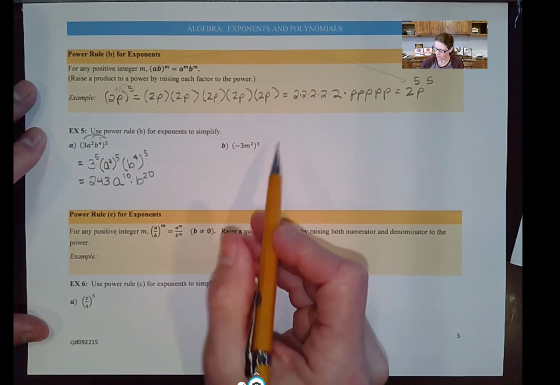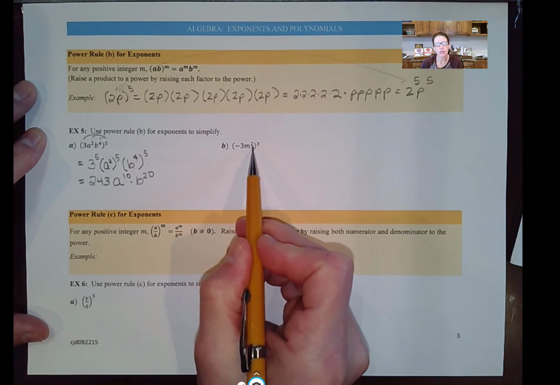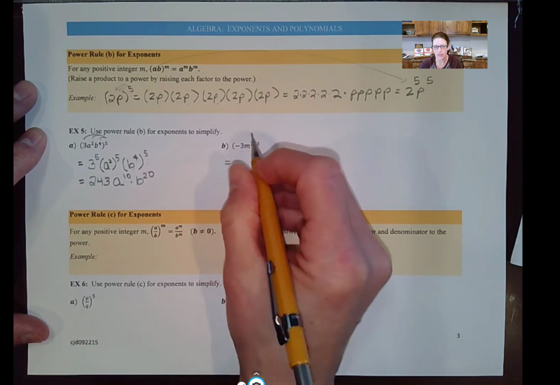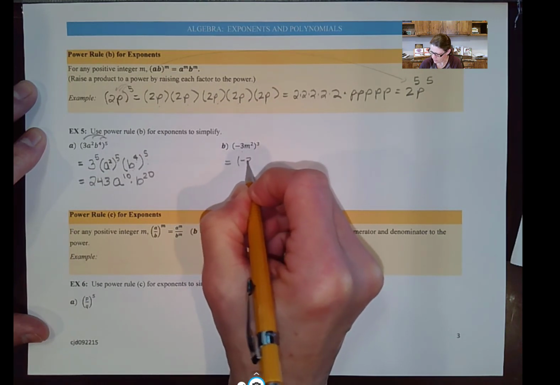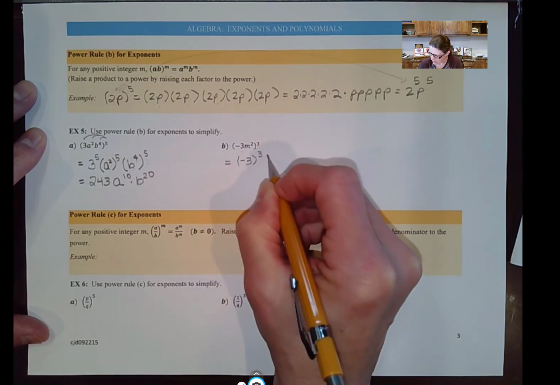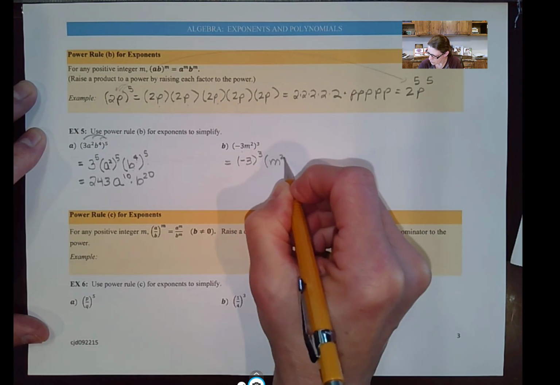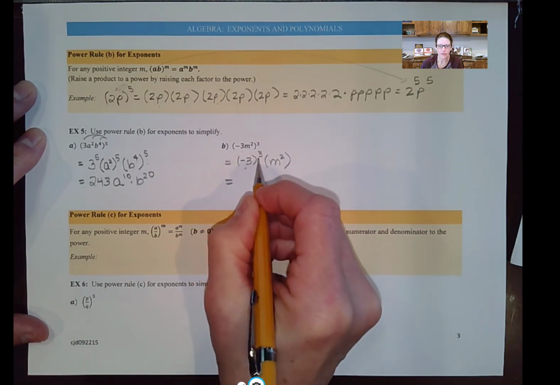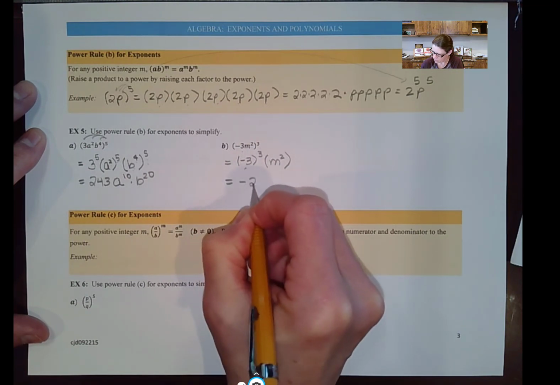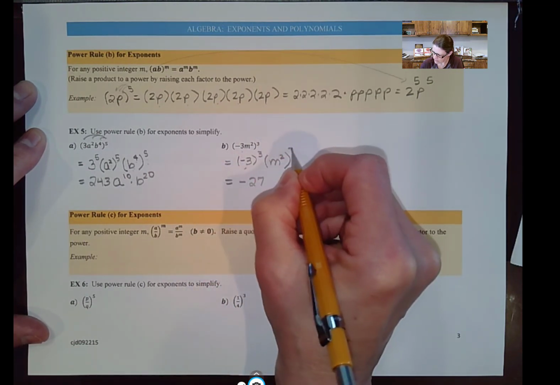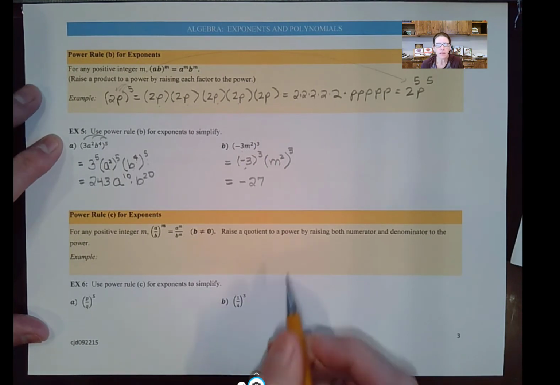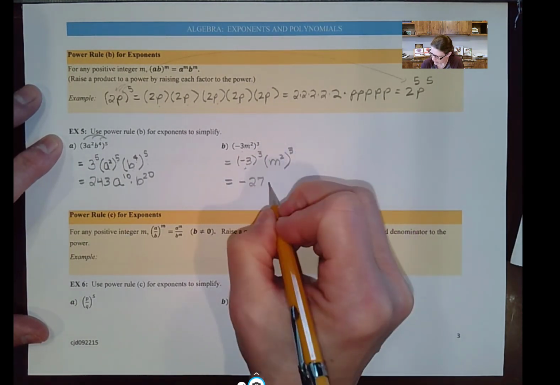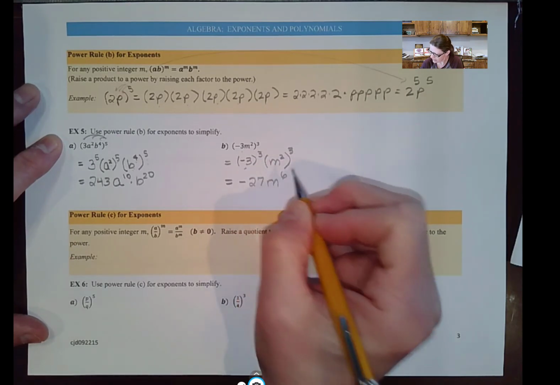In part B, we've got negative 3m squared quantity to the 3rd. So we're going to apply that exponent to each factor. We're going to apply it to the negative 3. We're going to apply it to the m squared as well. Well, negative 3 times itself 3 times is negative 27. Oh, we need that 3 exponent up there, don't we? And m squared to the 3rd, power to a power multiply, gives m to the 6th.